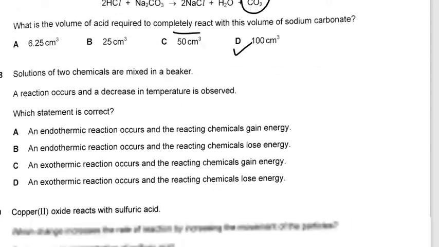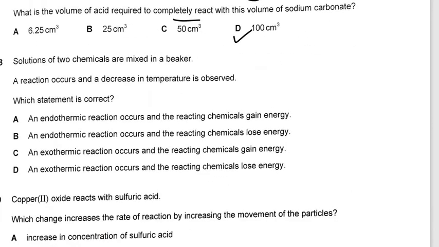Okay, so question number 8. The solutions of two chemicals are mixed in a beaker. Reaction occurs and a decrease in temperature is observed. So this is from the rate of reaction, chemical reaction chapter. A decrease in temperature means this process is endothermic. So it's option A or B. Whenever an endothermic reaction happens, it takes energy from the surroundings. So option number A, yes, it's gaining the energy to form the product.